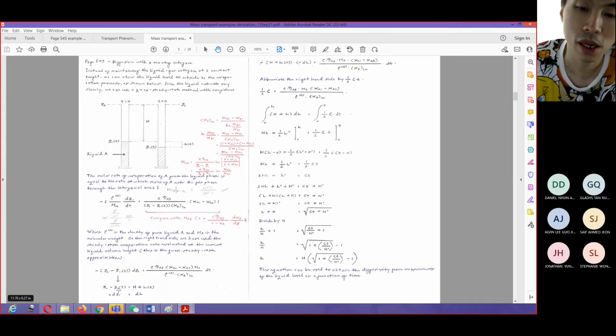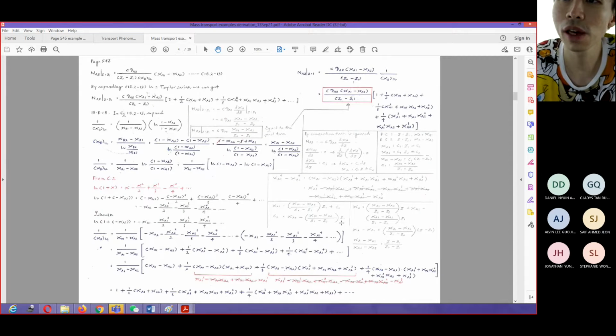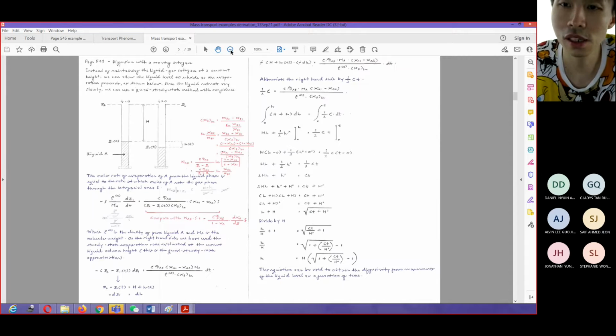So if I differentiate with respect to time, this will become dZ1 over dt and dh over dt. In essence, the negative derivative of Z1 will be equal to the derivative of h. If I continue this and substitute these things into that, I can get these terms in here.